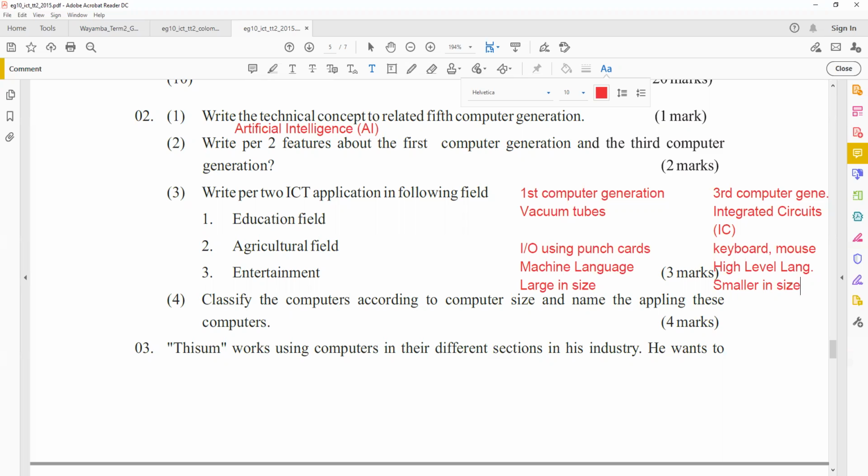Write two applications per field in the following fields: education field, ICT applications. Yes, Pramudi said you can learn at any time, anywhere. Yes. Cloud-based learning is possible. You can use any devices to learn content. We have electronic learning. We have multimedia e-learning, distance education. So that's about the education.